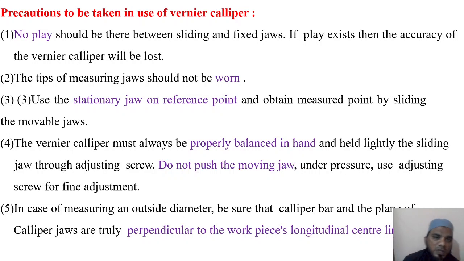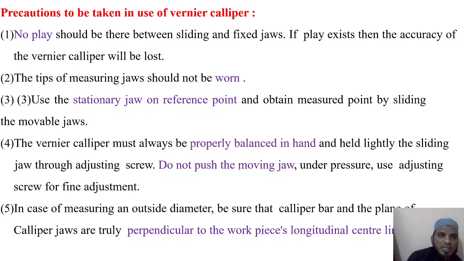Next, while using vernier calipers, what are the precautions which we have to take? So no play should be there between the sliding and fixed jaw. We should not be able to play them. It is like moving faster, slower, faster, slower. Because of that, it will lose its strength and it cannot hold the workpiece properly.